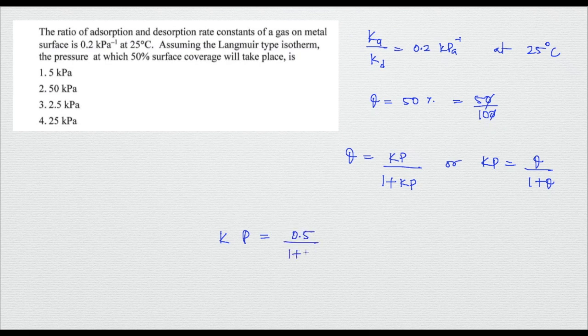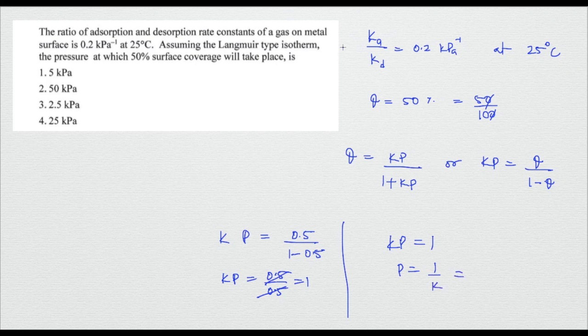So 0.5 upon 1 plus 0.5. That's what I will get in the denominator. Sorry, it should be minus. Sorry, the formula over here should have a minus. So fine, it's minus over here. Alright, so I will get Kp equals 0.5 divided by 0.5, which is going to give me 1. So basically Kp equals 1, or P equals 1 upon K.